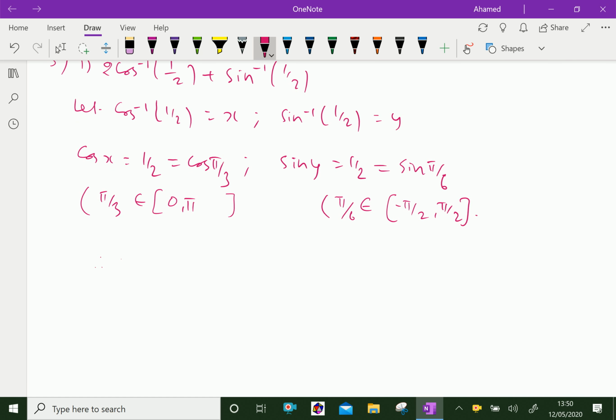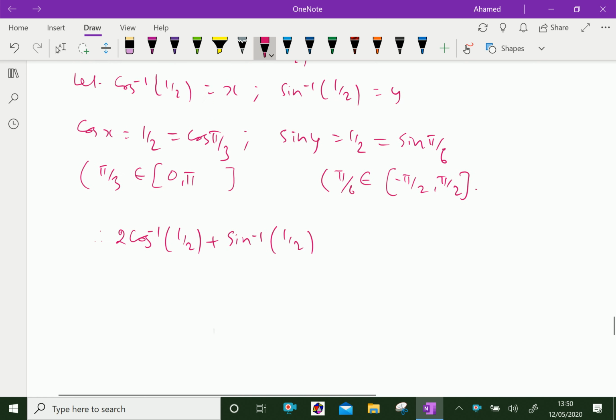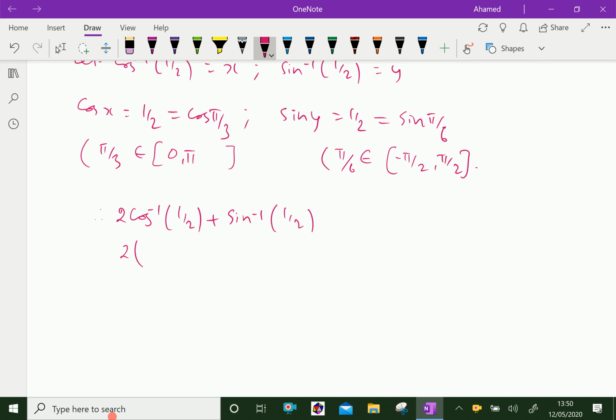now we can say 2 cos inverse half plus sin inverse half equal 2 pi by 3 plus pi by 6, where 6 is the LCM, which is equal to 4 pi plus pi by 6, which is equal to 5 pi by 6. So we got the value.